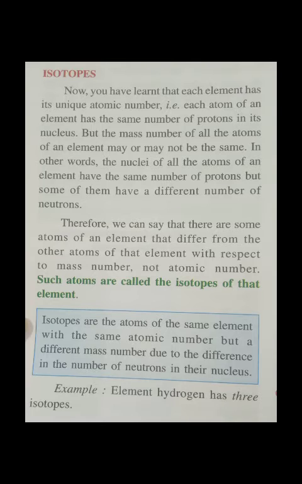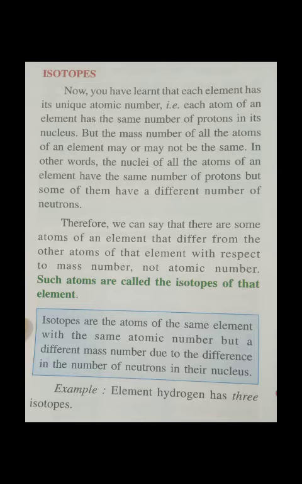Now let us talk about isotopes. Isotopes are those atoms of the same element with the same atomic number but a different mass number. Right? In the previous video we were talking about atomic and mass number. Mass number is the total number of protons and neutrons, and atomic number is the number of protons or electrons present in an atom.